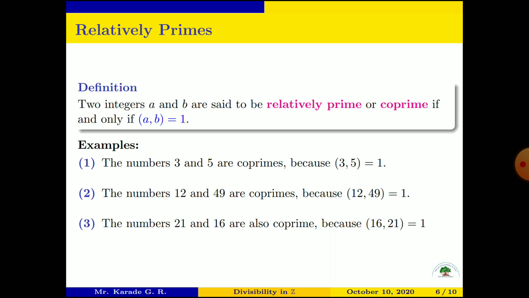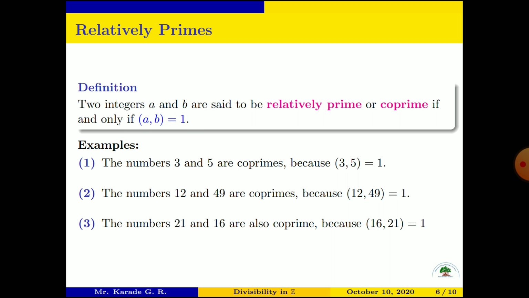For example, 10 is any integer and let us take a prime number 7. 10 and 7, they are co-prime. Then 11 and 7, they are co-prime. 12 and 7, they are co-prime. 13 and 7, co-prime. So any other number with the prime number is always a co-prime.